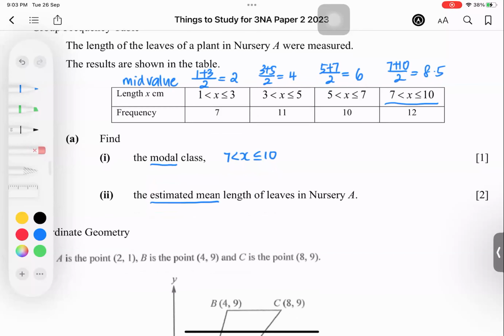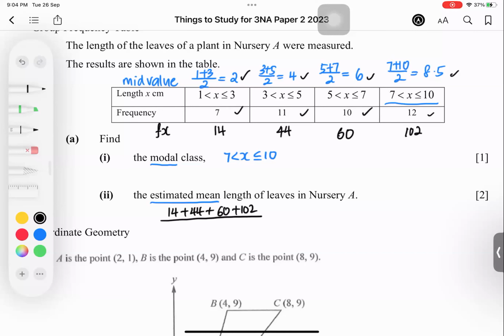Now I have the mid values already. How to find the mean? Take the mid value times the frequency. So 14. 4 times 11, 44. 6 times 10, 60. 8.5 times 12, I don't know, 102. Okay, add up all the fx. This is f times x, right? So this will be 14, 44, 60, 102.